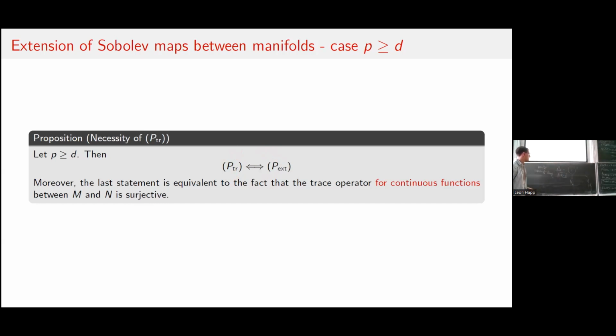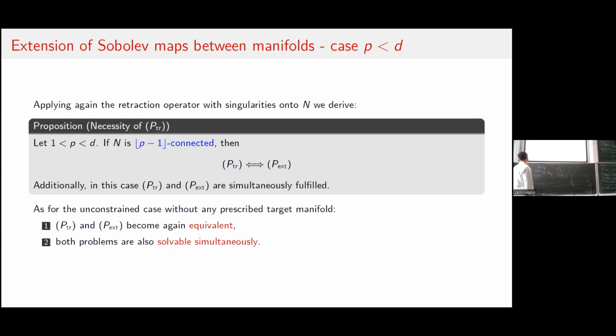So yeah, there are already instruments to tackle this problem, and this is why we concentrated on the more interesting case where p is smaller than n. Okay, and so what if now p is smaller than n? In general, if you extend the functions to this annulus, they will not range anymore in N.